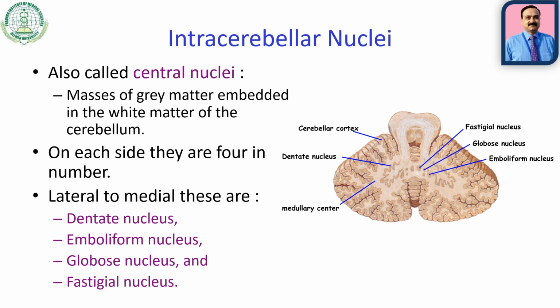Lateral to medial, these are dentate nucleus. So this is dentate nucleus. Then emboliformis, this is emboliformis nucleus. Then globose nucleus, this is globose nucleus. And the last one, medial most, is fastigial nucleus. So dentate nucleus, emboliformis, globose nucleus, fastigial nucleus. These are the 4 groups of intracerebellar nuclei.